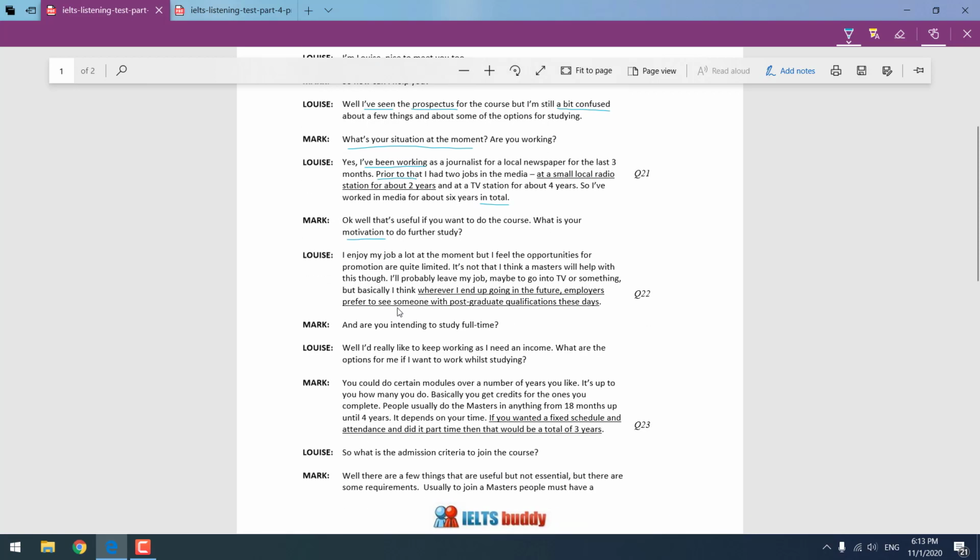I enjoy my job a lot at the moment, but I feel the opportunities for promotion are quite limited. Opportunities for promotion, that's very important. That's an important part, actually. You can use these collocations later in your speaking, definitely, that's going to be useful.